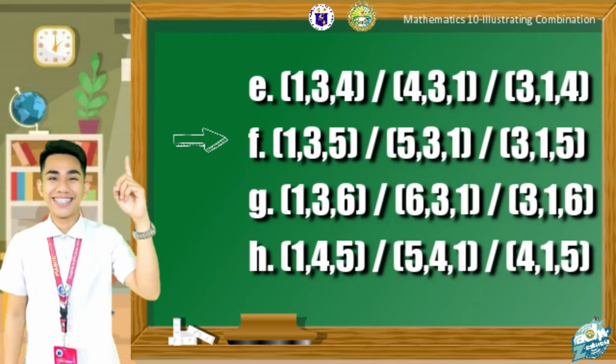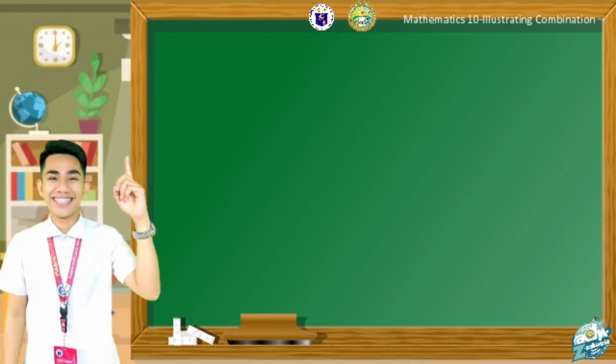It could be 1, 3, 5, 5, 3, 1, or 3, 1, 5. Letter G. It could be participant 1, participant 3, participant 6, or 6, 3, 1, or 3, 1, 6. Letter H. It could be 1, 4, 5, or 5, 4, 1, or 4, 1, 5.